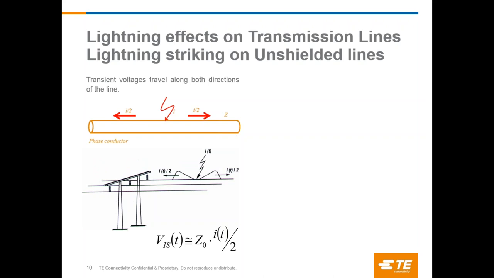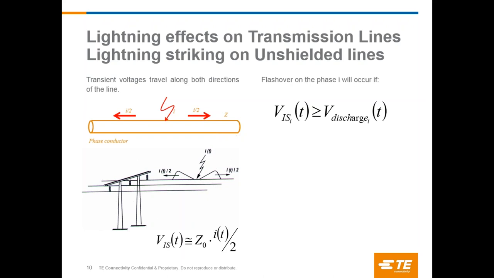Assuming an ideal line without losses and distortion, the transient voltage that appears across insulator strings can be defined by the equation shown below, in which the voltage across insulator strings is the product of the transient surge impedance of the line by the discharge current flowing in the direction of the line.